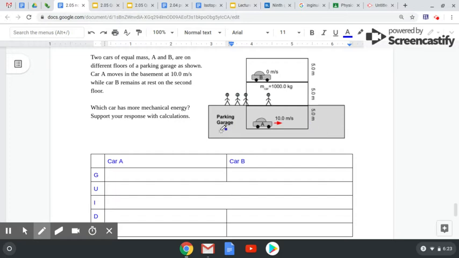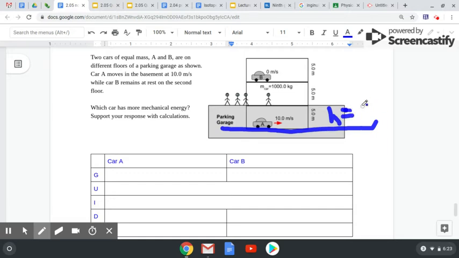So anyway, we have car A that's moving in the basement at 10 meters per second, and car B is at rest on the second floor. And we've got to figure out which car has more mechanical energy. So I'm going to set my reference height down here today, and that's going to be h equals 0.